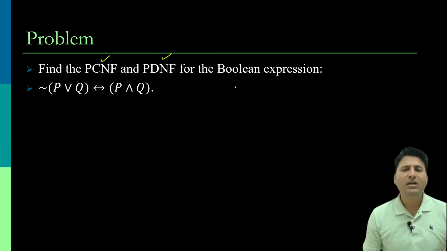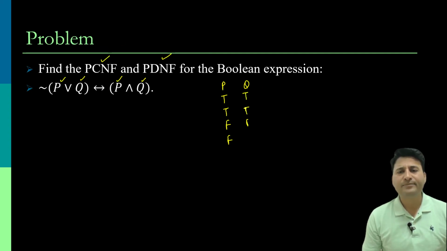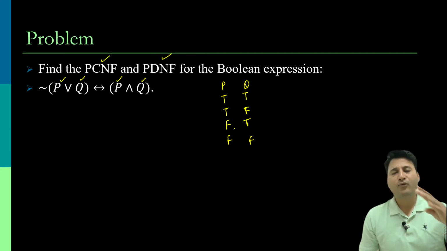Let us see how. First we'll make the truth table for this compound proposition. How many variables are there? Two variables are there, so the truth table will have a total of 4 input combinations: 2 times T, 2 times F, then 1 T, 1 F, 1 T, 1 F. If 3 variables are there, the total will come out as 8, with 4, 4, 2, 2, 1, 1.